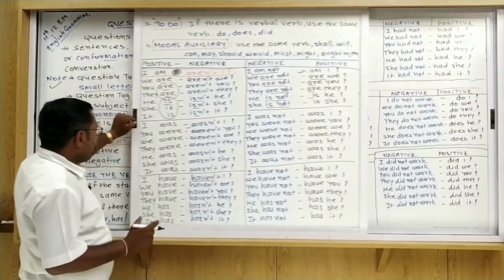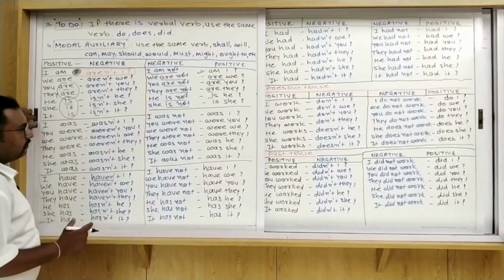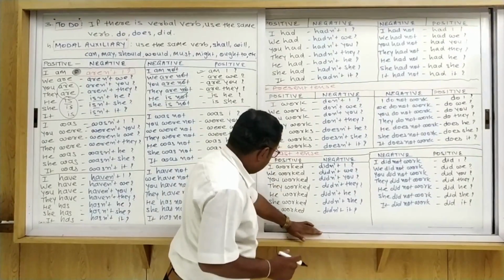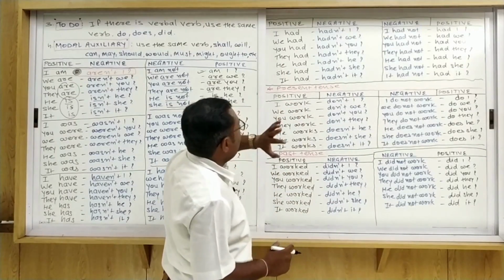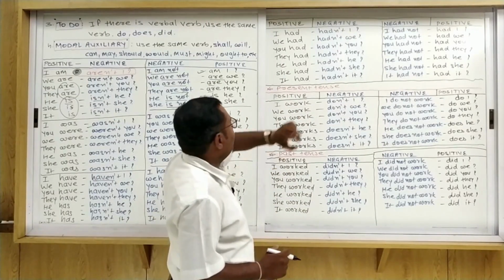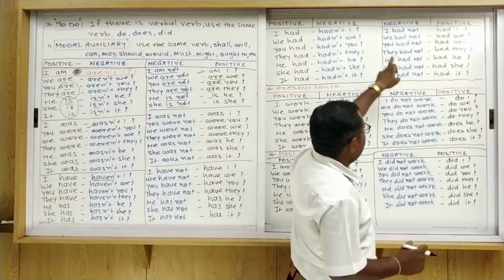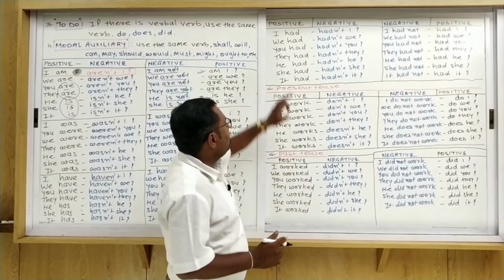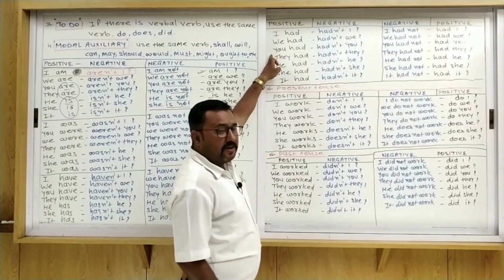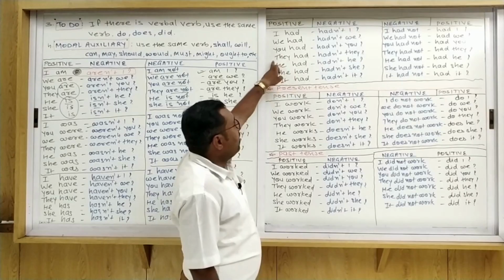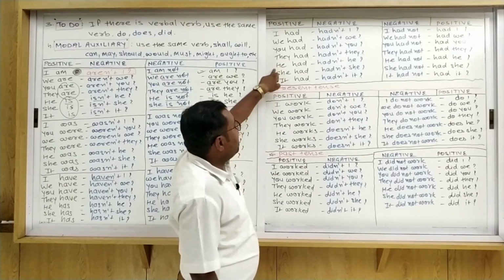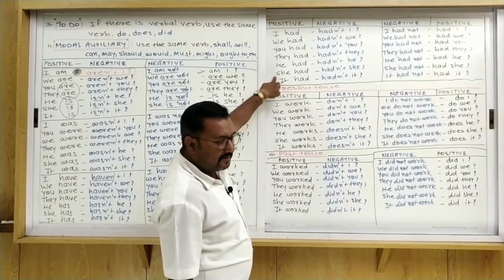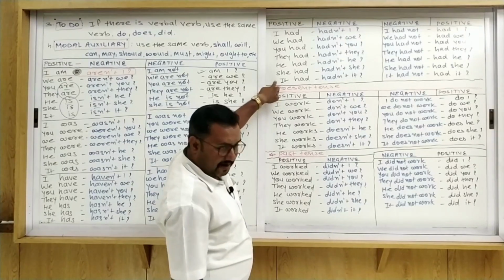Next thing, here about now have and had, to have form. Positive, negative, negative, positive. I had, hadn't I? We had, hadn't we? You had, hadn't you? They had, hadn't they? He had, hadn't he? She had, hadn't she? It had, hadn't it?